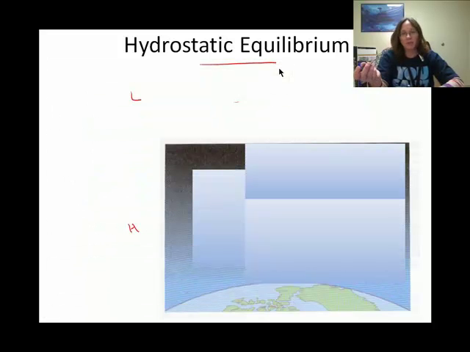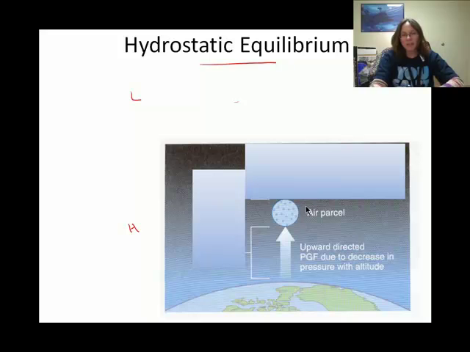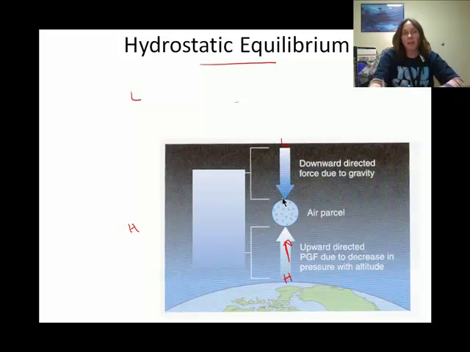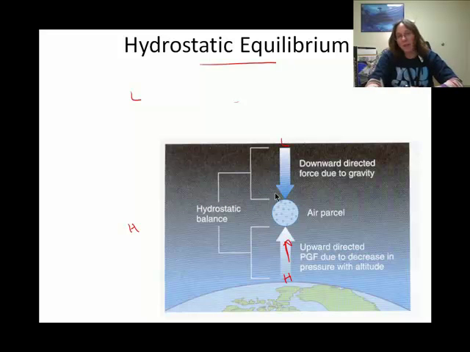And here's a similar slide. It basically says if we had a parcel of air, it's being acted upon by this pressure gradient force. There's a high pressure down here and a low pressure up there. Then it says that on that same parcel of air, we have the force of gravity downward towards the Earth's center. And if it's balanced, it's at hydrostatic equilibrium.